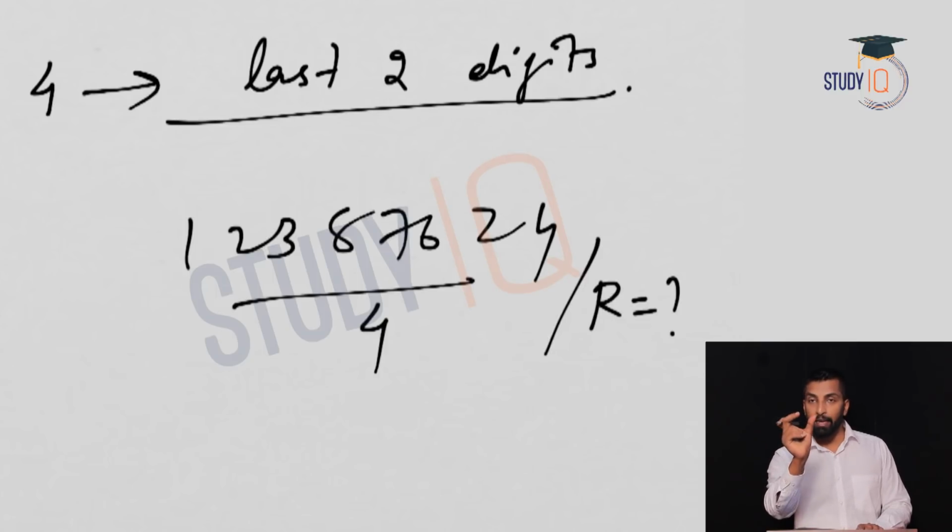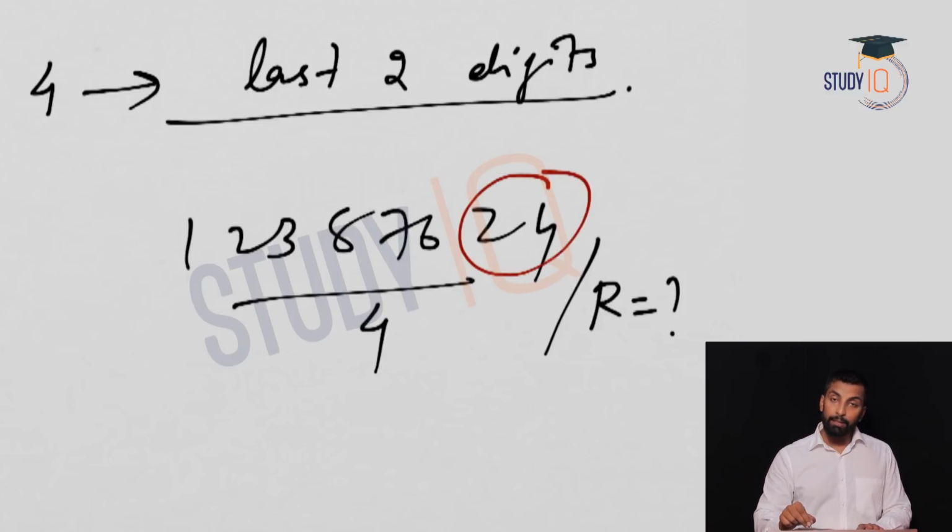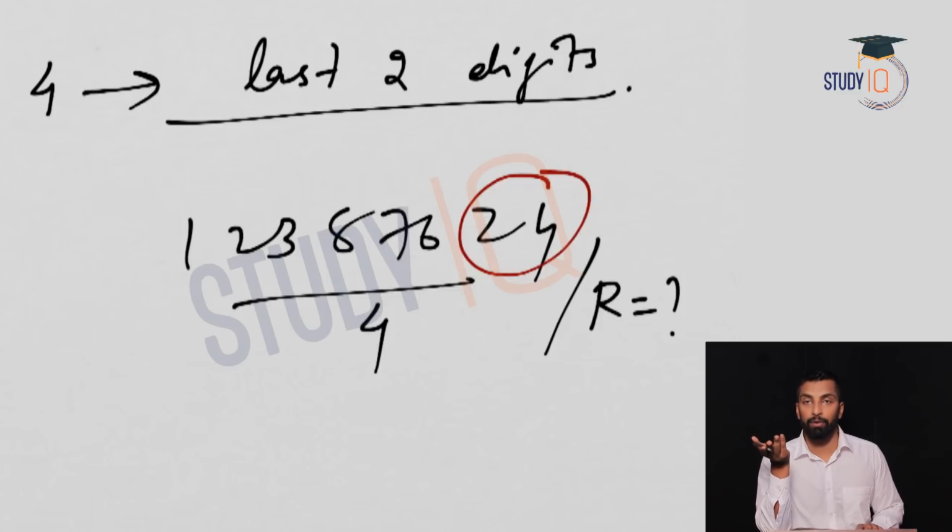Rather than dividing the bigger number which is there in the numerator with 4, you can just take the 2 digits, you can divide that by 4, see what is the remainder. Same will be the remainder if you divide the bigger number with 4. So why should I waste my time by dividing the bigger number with 4?